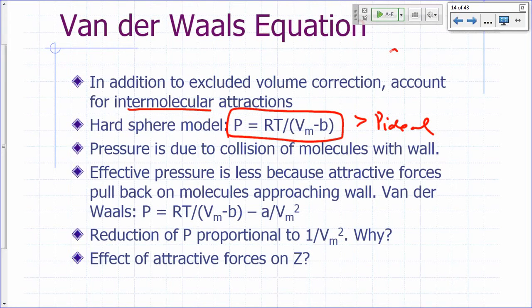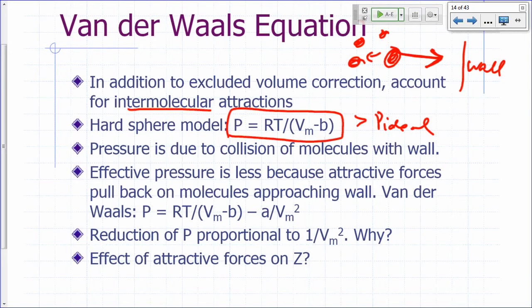Now, what happens due to attractive forces? Let's imagine you have a molecule approaching a wall. This molecule is approaching the wall at, let's say, 400 meters per second. But you've got these other molecules over here that are attracted to that molecule. So what will these other molecules do as this one molecule we're looking at approaches the wall? Will it slow it down, speed it up? Attractive forces. So it's going to pull back on that.